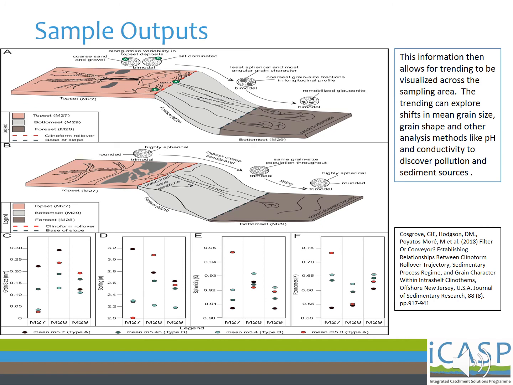We can then visualise trending across the sample area. Outputs can be annotated to explain where the sediment has come from, deposition conditions prior to sampling, and the existence of any pollution sources across a catchment. The trending can explore shifts in mean grain size, grain shape, and other analysis methods like pH and conductivity to discover pollution and sediment sources. For example, here Grace has annotated the location of her samples, the size, shape, and minerality of the samples at that location, and how this relates to its journey to that position and the conditions surrounding its deposition.